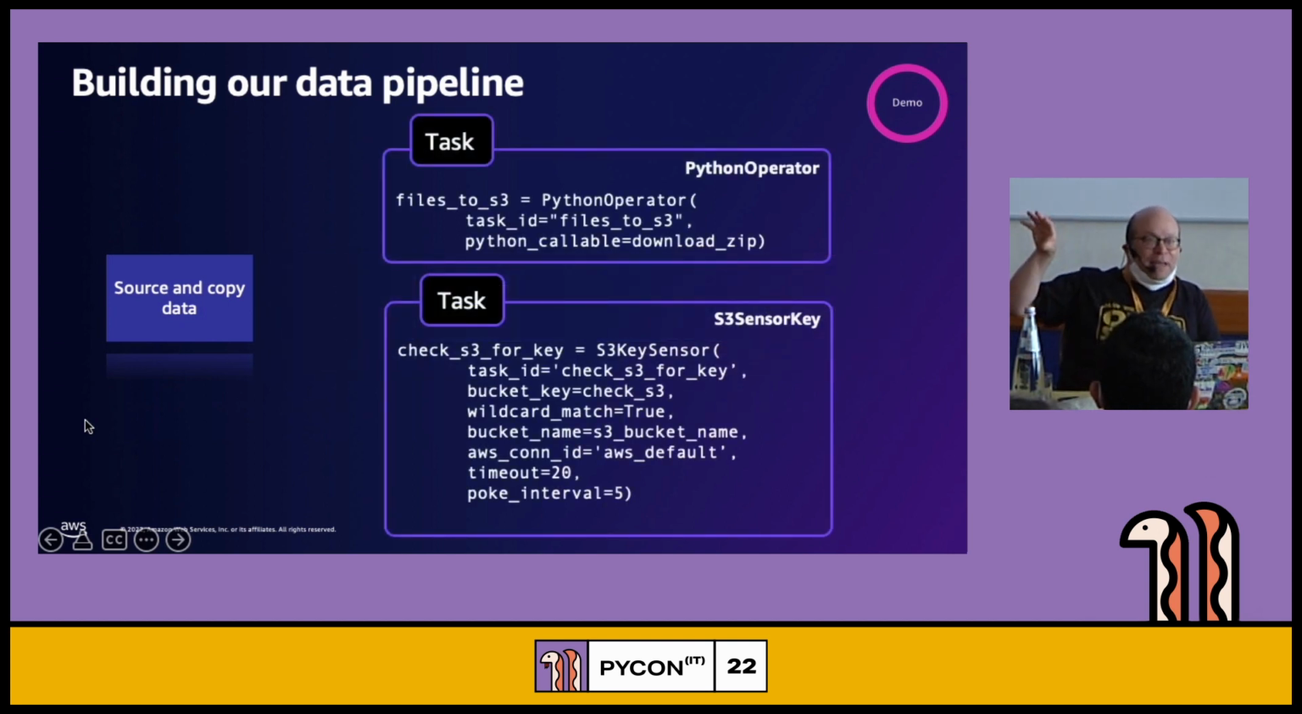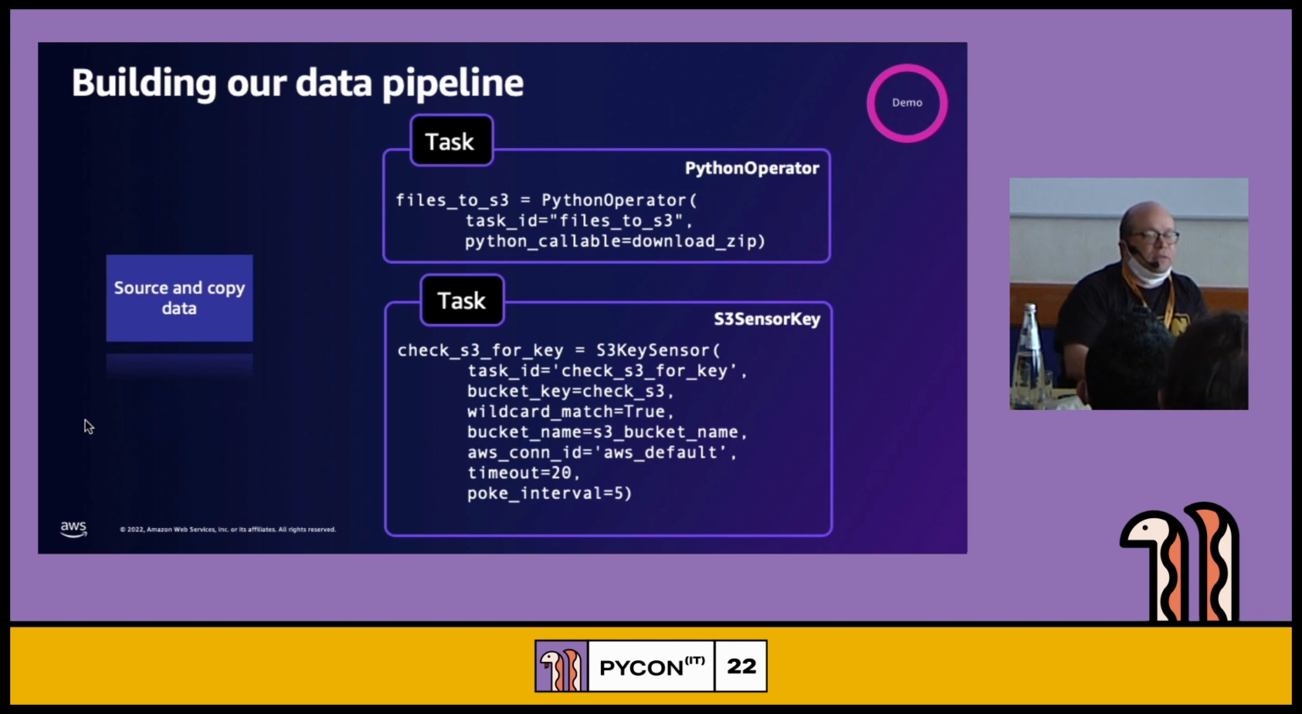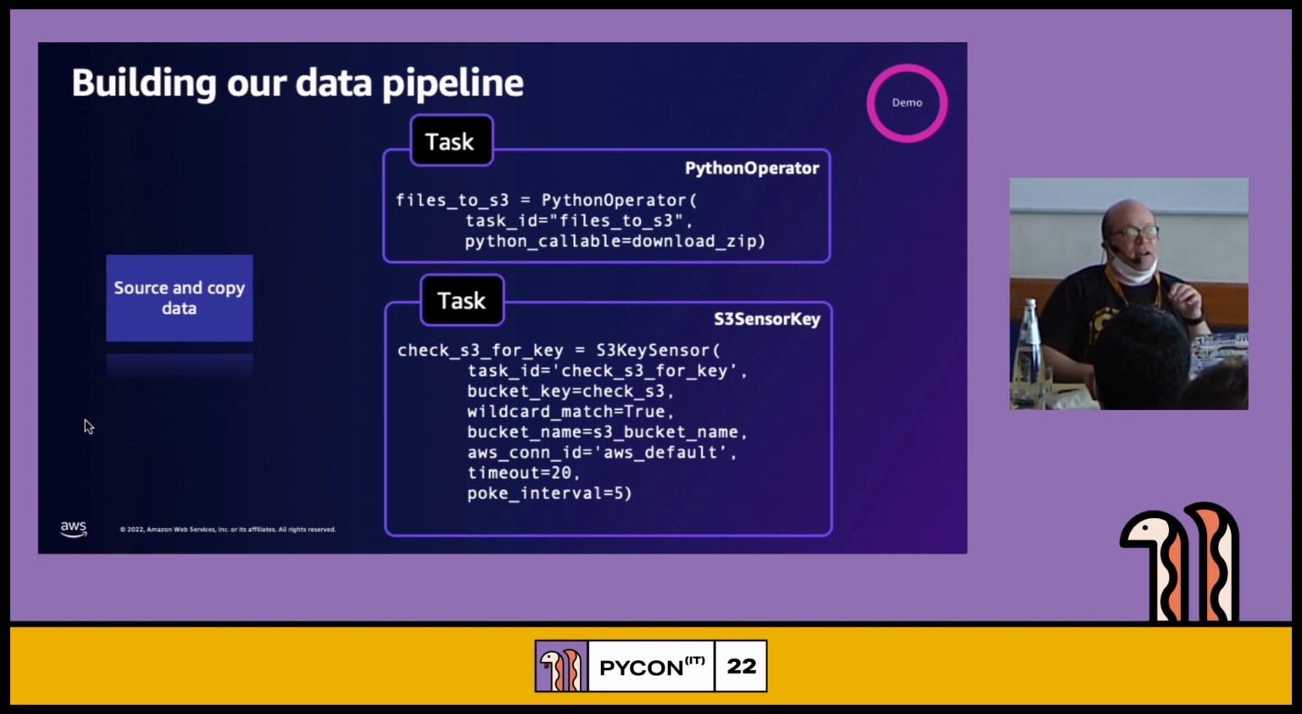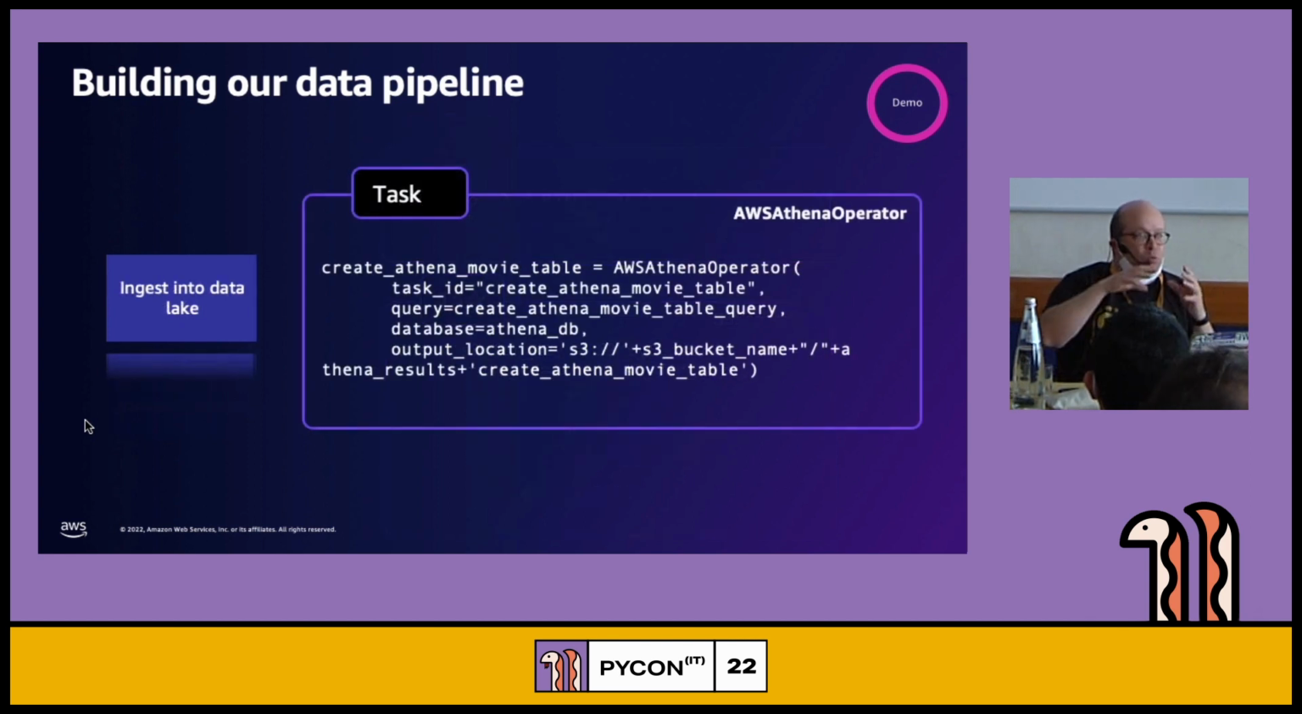So I've broken down each of these steps and the operators that I'm going to use. So let's have a look if I can make this bigger. So the first task is to actually copy the data, right? And I'm using 2 operators, Python operator that allows me to define a Python function and then call it within an operator, and then an S3 sensor, which allows me to check to make sure a file is in an S3 bucket, and then once it is, then complete and go to the next task. So that's what I'll use for the first thing. And I'm going to show you the code as well.